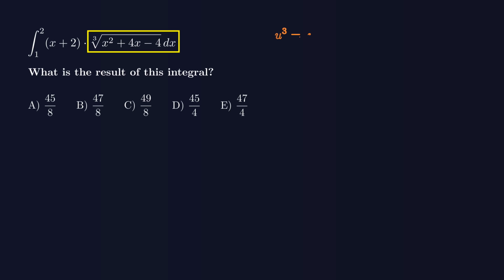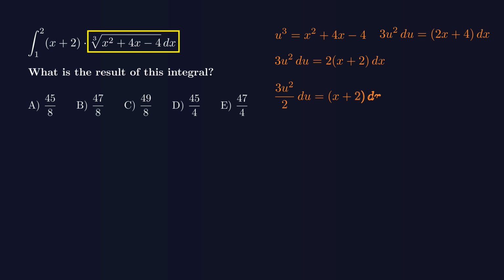Let's say u³ = x² + 4x − 4. Now let's take the derivative of both sides. 3u² du = (2x + 4) dx. If we factor 2 out of 2x + 4 and divide both sides by 2, we get (3u²/2) du = (x + 2) dx.